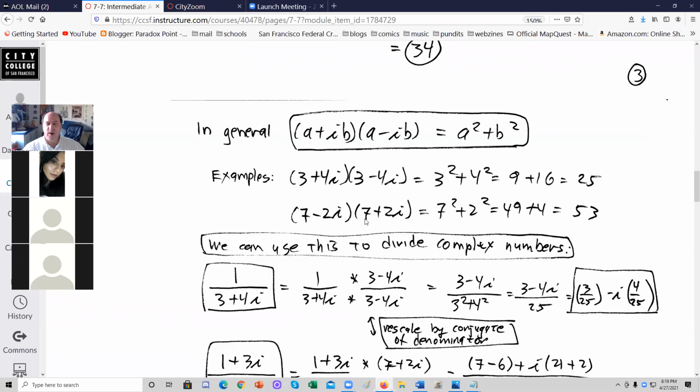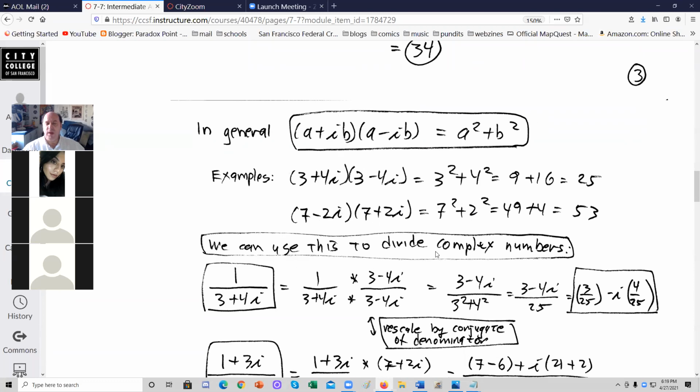Here's 7 minus 2i times 7 plus 2i. Again, the imaginary parts cancel out. A squared plus B squared, 7 squared plus 2 squared, 49 plus 4 is 53. So in other words, a complex number times this, called its complex conjugate, where plus I is replaced by minus I. A number times its conjugate equals A squared plus B squared.